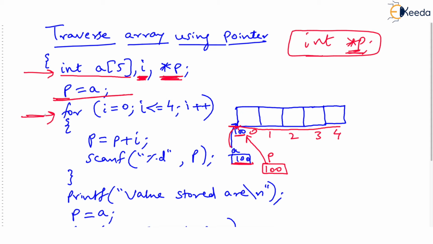Now have a look at the for loop. Here, I am starting i with 0 and going up to 4. Now consider i is 0 for some time. Then what will this line do? This says p should become p plus 0. Now come on, p is equal to p plus 0 will make p as 100. It was 100, it will stay 100. And now the next line.